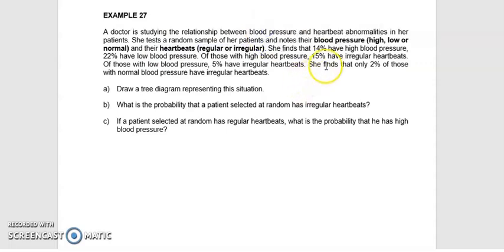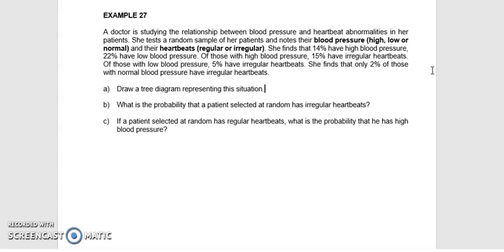She finds that 14% have high blood pressure, 22% have low blood pressure. Of those with high blood pressure, 15% have irregular heartbeats, and of those with low blood pressure, 5% have irregular heartbeats. She finds that only 2% of those with normal blood pressure have irregular heartbeats.